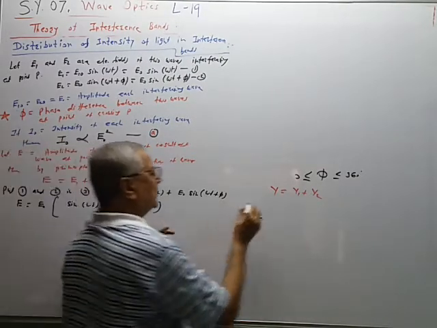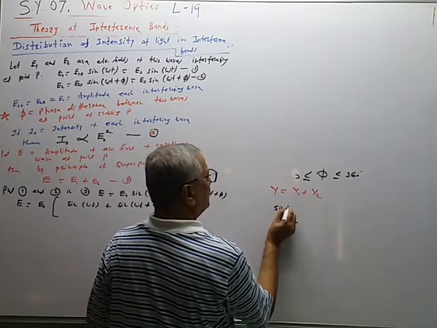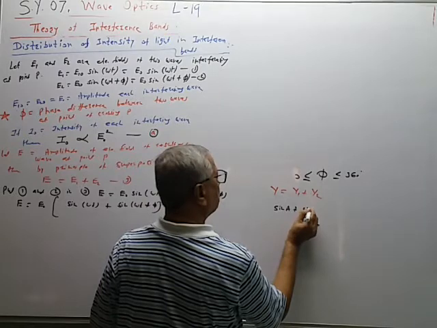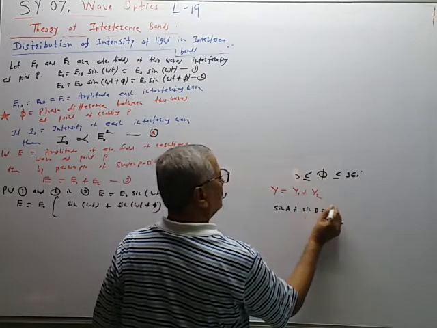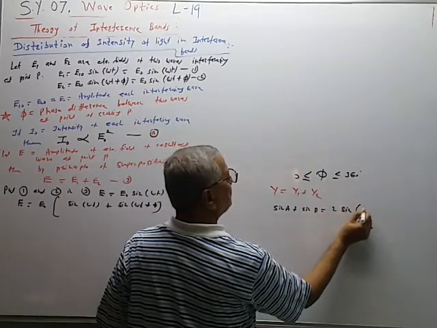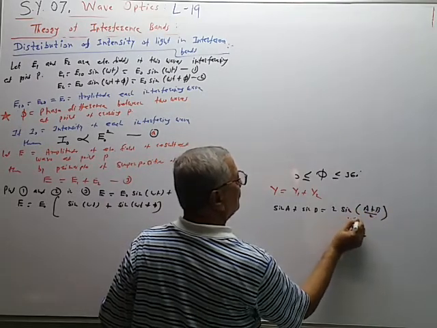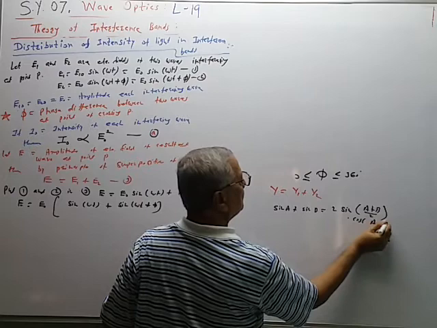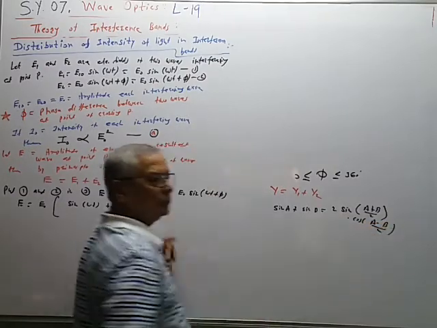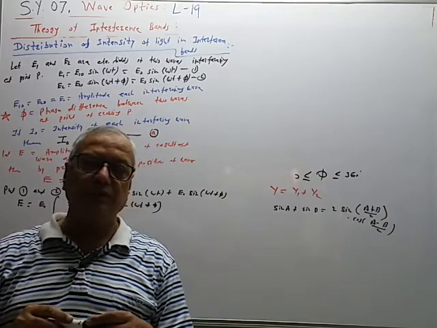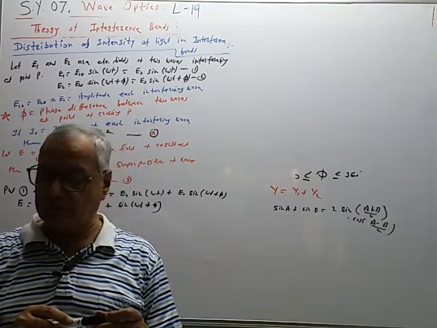So here you can use the trigonometry. Sin A plus sin B is equal to 2 times sin of (A plus B) by 2 into cos of (A minus B) by 2. So we know this simple trigonometry.